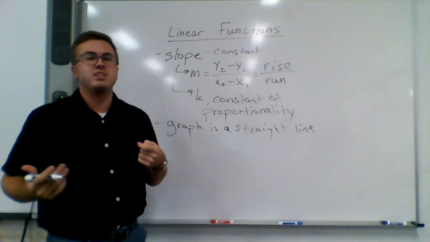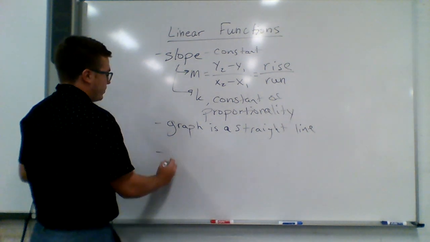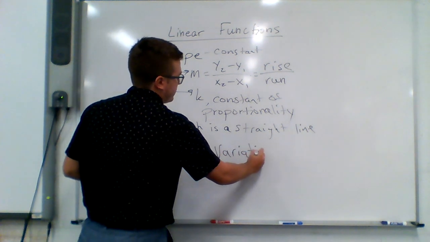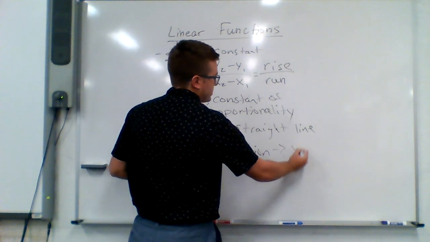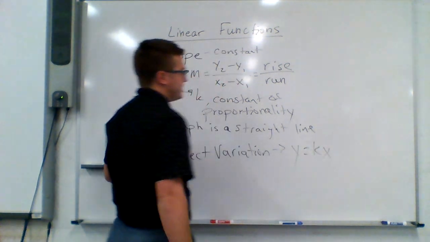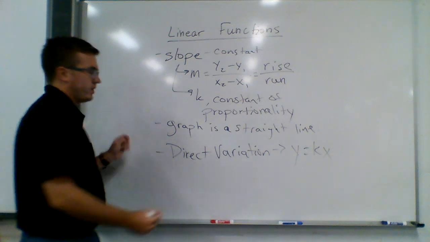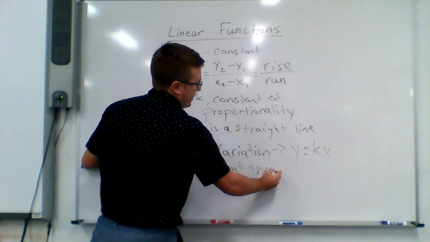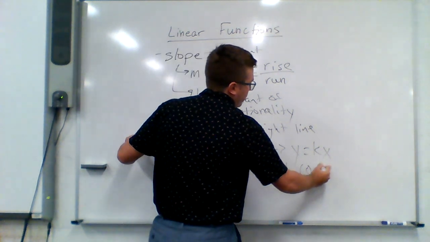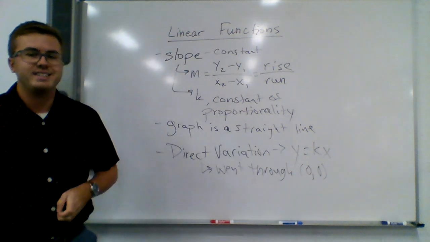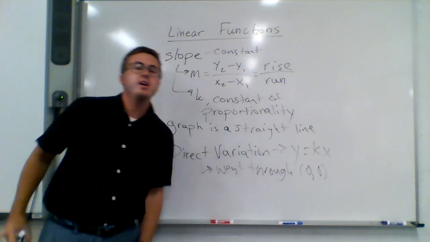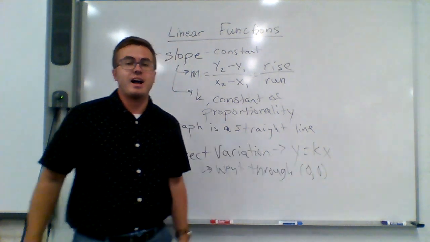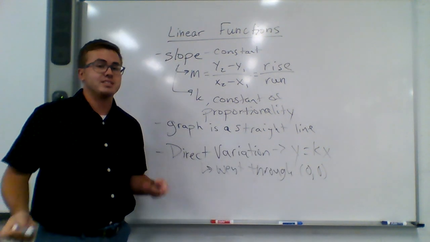Then we talked about a couple different types of linear functions. We talked about direct variation. And remember, direct variation looked like y equals kx. And with direct variation, we knew that it went through the origin. It goes through the point 0, 0. So those are super easy to graph, because if you know the slope, you know the whole graph, because all you have to do is plot the origin, use that constant of proportionality to find that next point.